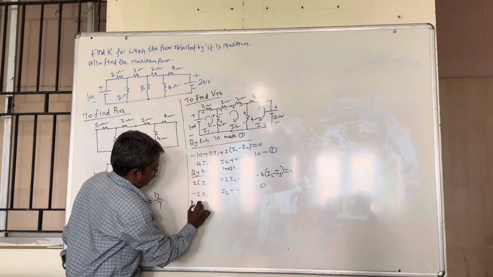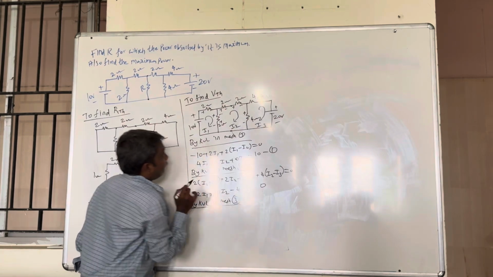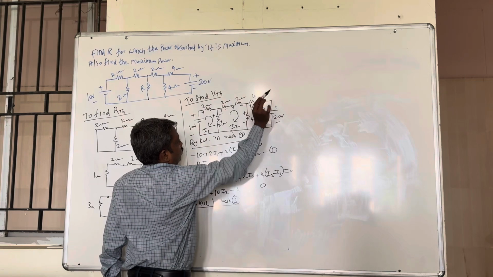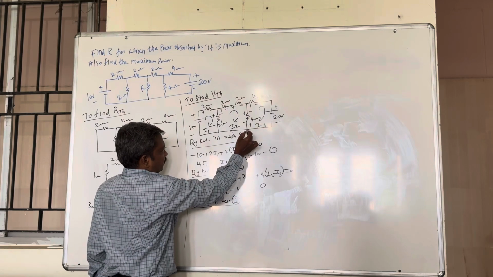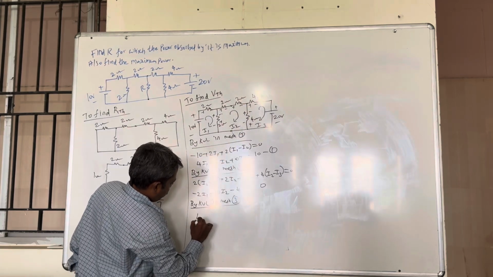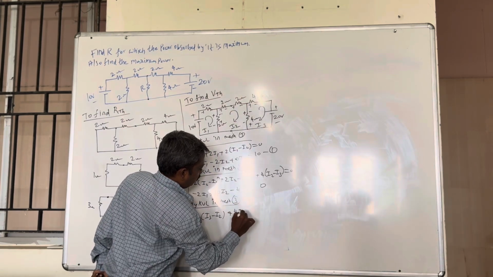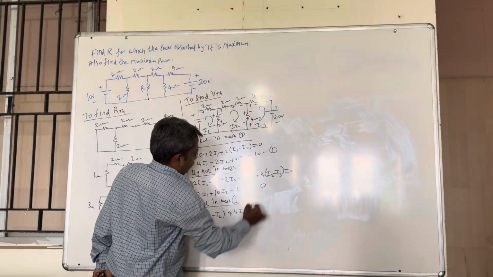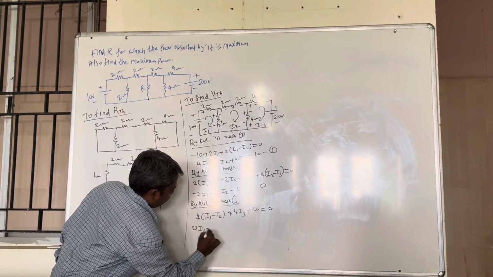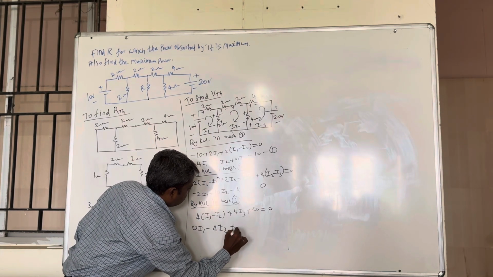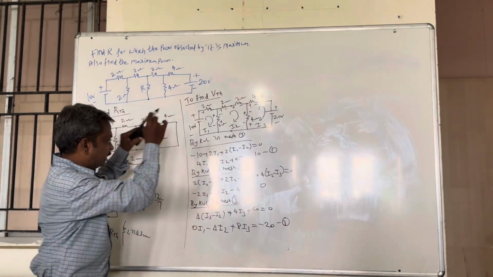So by KVL in mesh 3, come to mesh 3, you assign polarity based on current direction. You can start anywhere. I am starting from here. 4 (I3 minus I2) plus 4 I3 plus 20 equal to 0. 0 I1 minus 4 I2 plus 8 I3 equal to minus 20. This is equation 3.